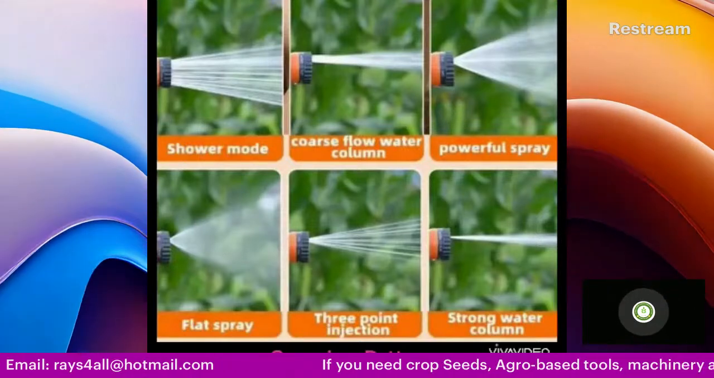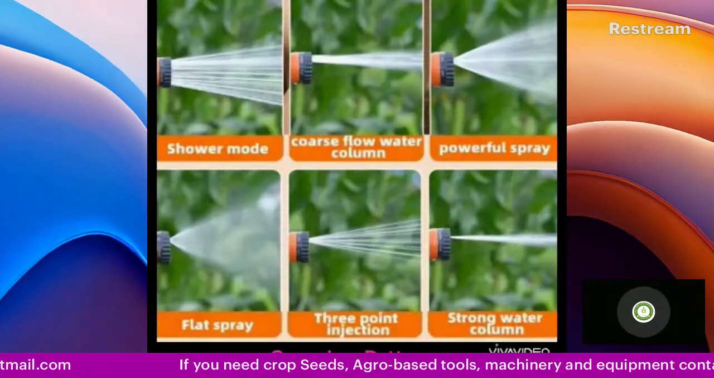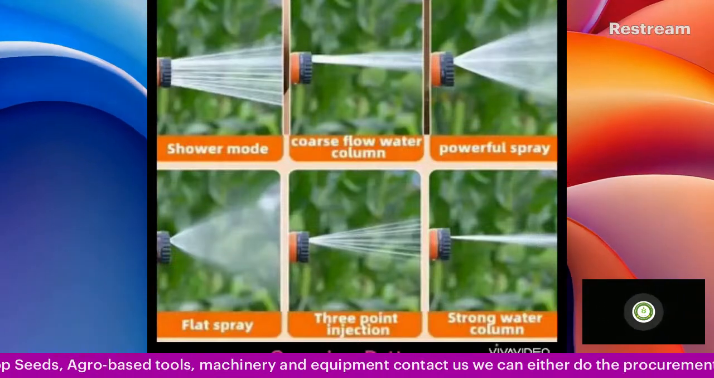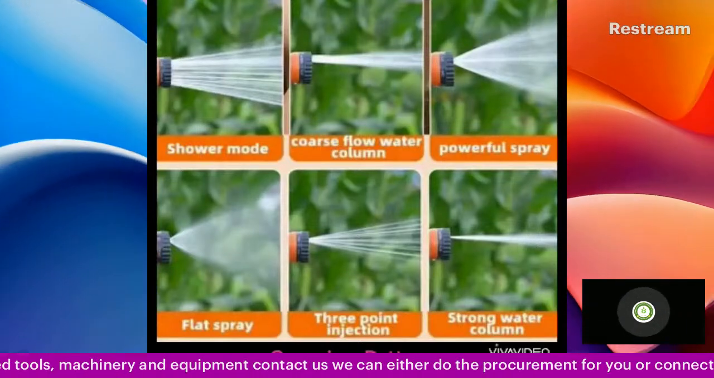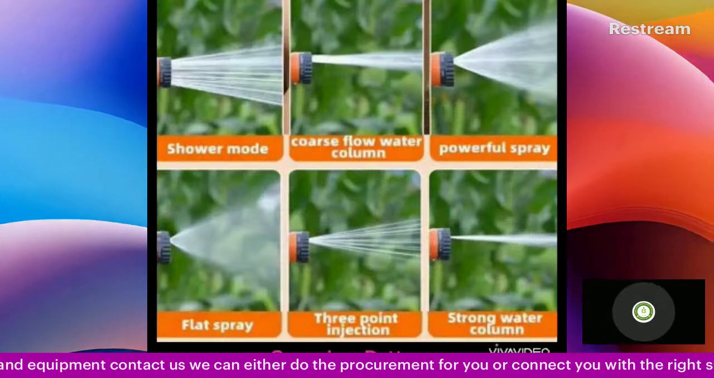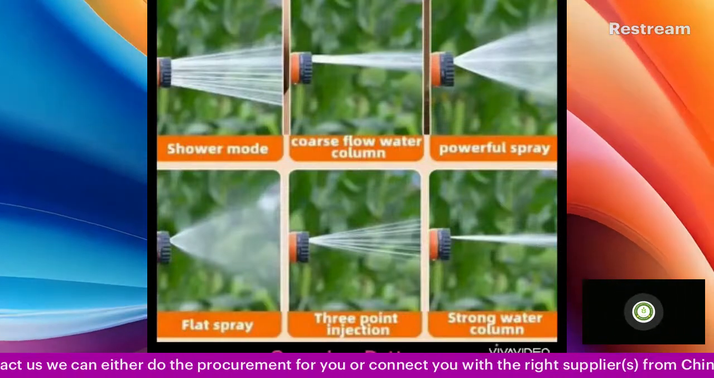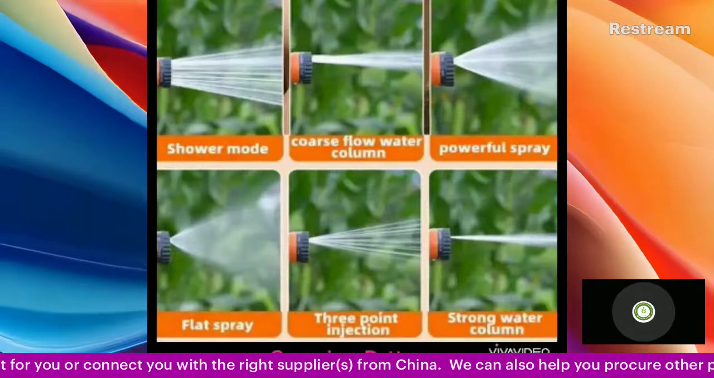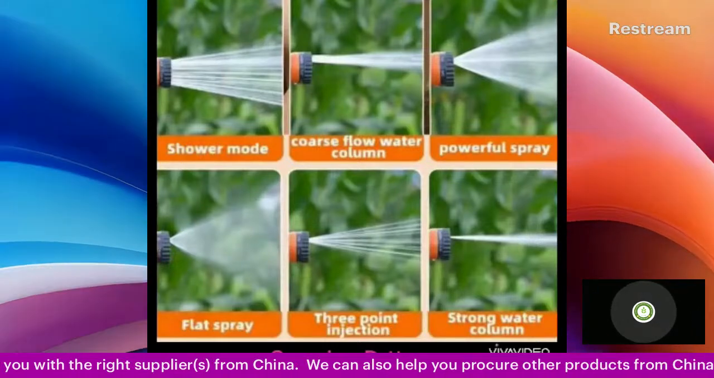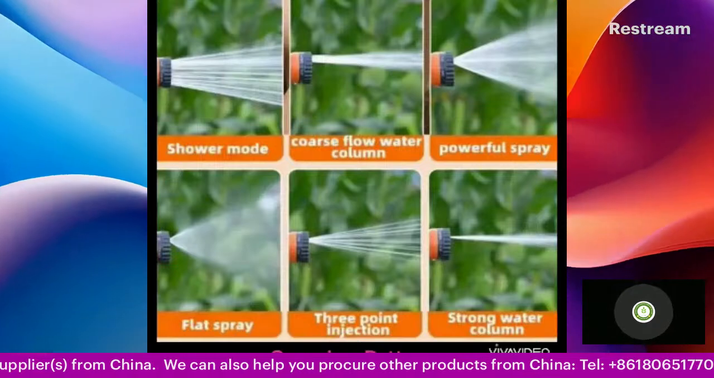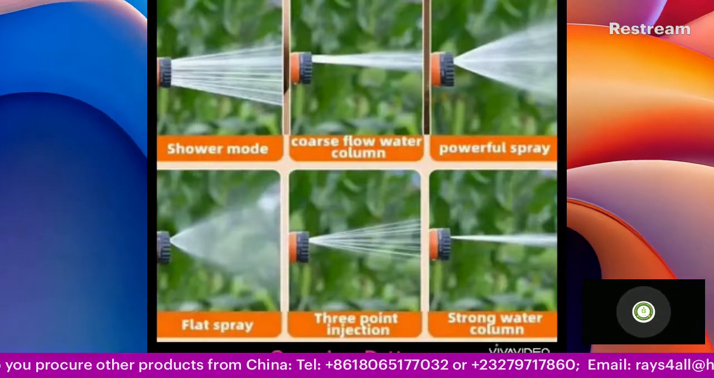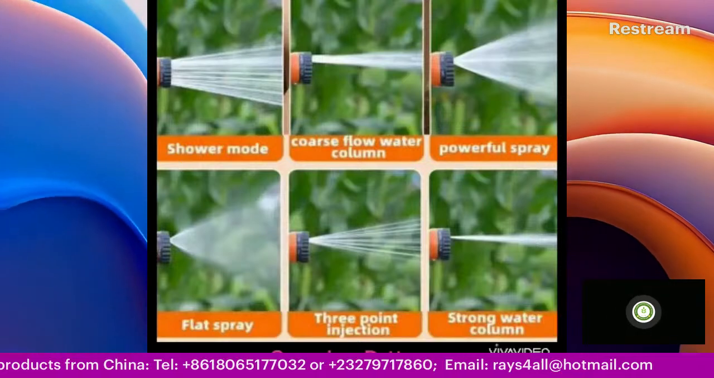You can mix the pesticide in a container, just dip the pipe in it, then start spraying. It's really simple to use and very powerful. You can use it to spray pesticide, herbicides, even liquid fertilizers, and to do your irrigation. It's very versatile and very simple to use.